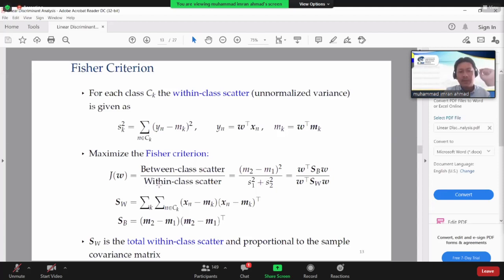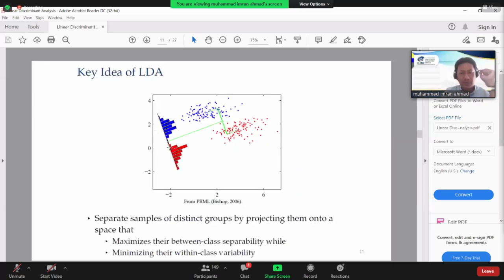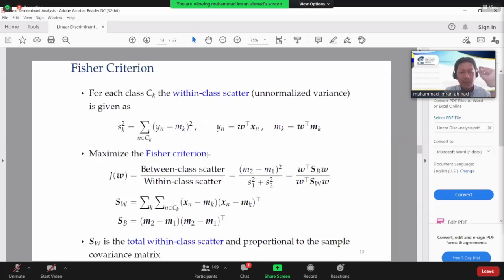Within class scatter refers to this. The distribution within a class must be very small, but between class scatter must be very big, must be very far away. So this is the criterion. We call it the Fisher criterion. Fisher, I think, is the person who found LDA, the first person that found LDA. So between class scatter over within class scatter.